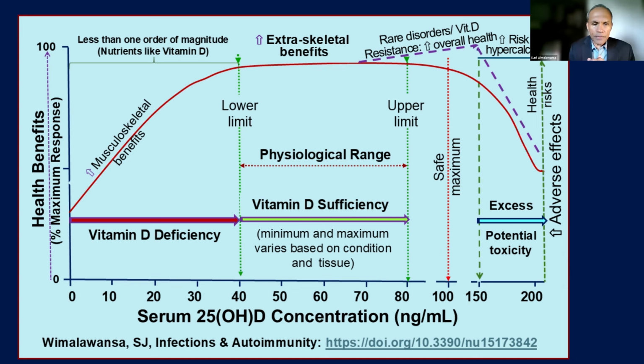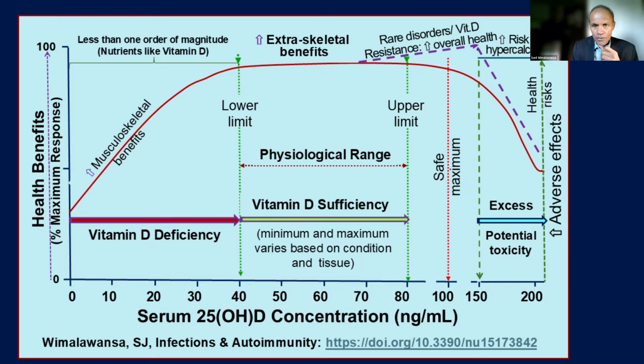Here's a slide from the paper on infection and autoimmunity last year. This is a more elaborate graph than what I showed a little while ago from Grassroots, originated by Dr. Heaney. Here, what you're seeing is the health benefits with the maximum response, because it's a threshold nutrient. You cannot have indefinite responses. And here, looking at the serum 25-hydroxy concentration in nanograms per milliliter.